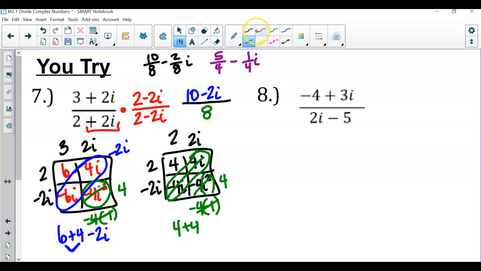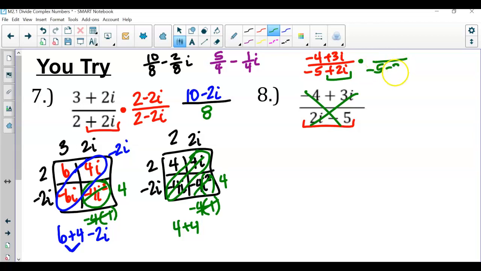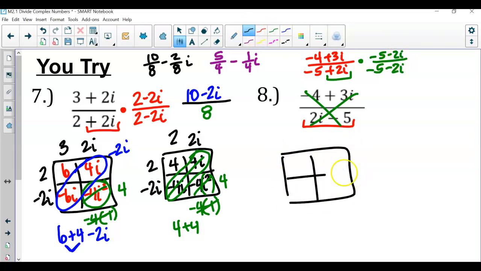Number 8. You should have noticed that the denominator was not in standard form. So I'm going to just rewrite our numerator, negative 4 plus 3i, but now rewrite the denominator. So this is negative 5 plus 2i. So again, a positive 2i here. Now I can go through and solve. So I'm just going to cross this out because I rewrote it. You had to multiply by the conjugate, which changed the sign of the imaginary. So negative 5 still, but minus 2i. Negative 5 minus 2i as well to the numerator. Now let's set up the box for the numerator.